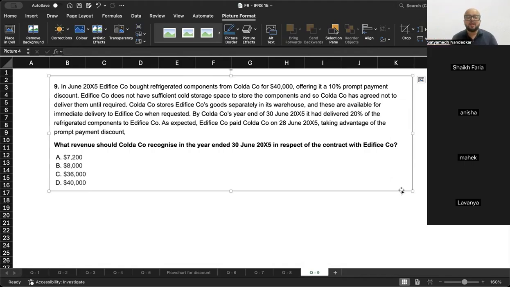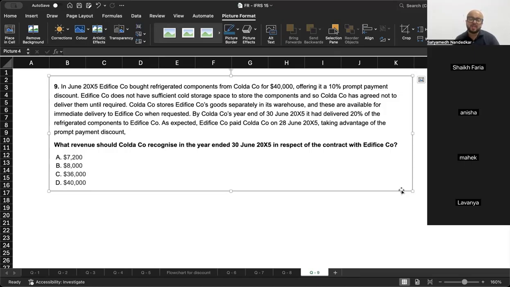Okay, now what revenue should Kolda Company recognize in the year ended 30th June 2005 in respect of the contract with Edifice Company, 7200? चलो क्वेश्चन देखते हैं. In June 2005, Edifice Company bought refrigerated components from Kolda Company for 40,000, offering it a 10% prompt payment discount. Edifice Company does not have sufficient cold storage space to store the components, and so Kolda Company has agreed not to deliver them until required.